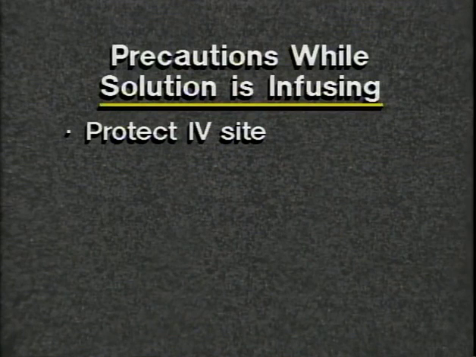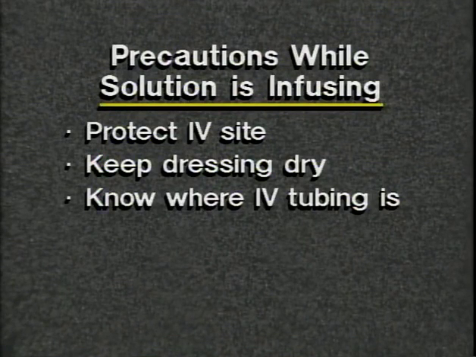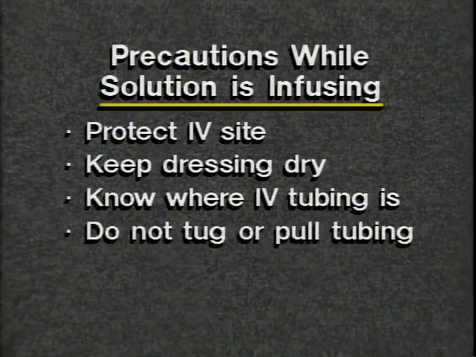Precautions which apply to the patient on continuous infusion also apply to the patient on intermittent administration who requires care while the solution is infusing. Protect the IV site. Keep the dressing dry. Know where the intravenous tubing is at all times. This will prevent any accidental pressure or tugging on the line. When you assist the patient to reposition, leave enough slack in the tubing so there is no pulling.